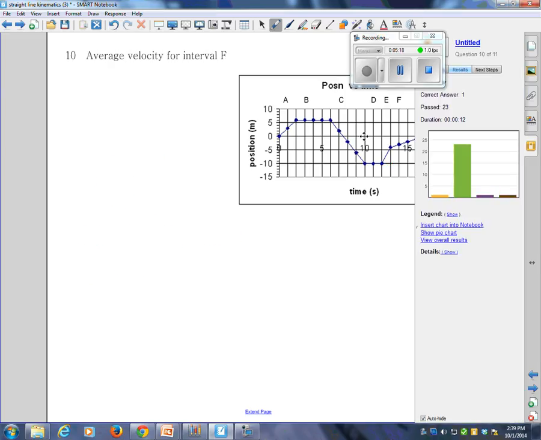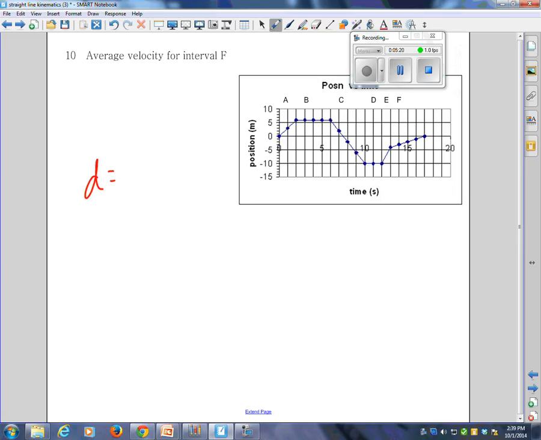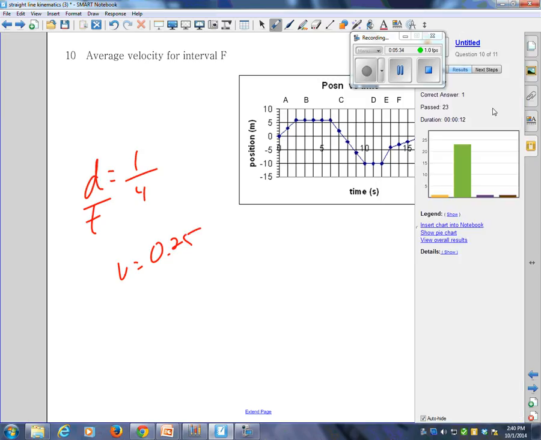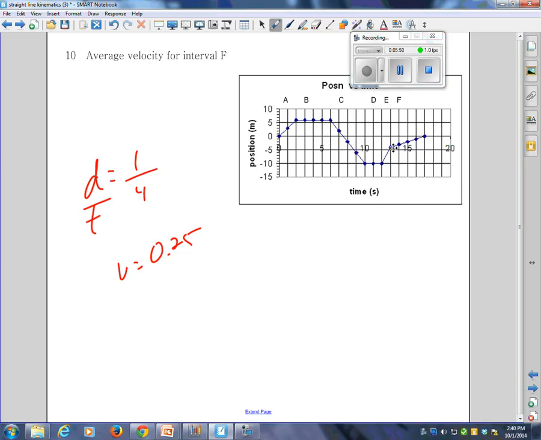Number 10, F. F is a displacement of 1. The time is 1, 2, 3, 4 seconds. You should get a velocity of 0.25. Is that the right answer? How come it says the correct answer is 1? There's something wrong here? Somebody help me out here. Should be 1 over 4, isn't it? 4 over 4? Oh, yeah, I see what I did wrong. Okay, so that distance there is 4, right? 4 over 4. I was right the first time. Excellent.